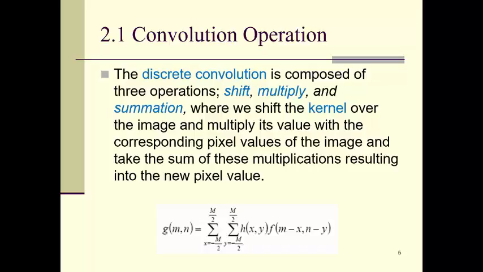So whether I shift it or not, it will give me the same result. I need to make multiplication and addition. Here we say shift, multiply, and summation, where we shift the kernel over the image, multiply its values with the corresponding pixel values of the image, and take the sum of this multiplication. So we need to make a shift, a multiply, and then get the summation. So how is the image symmetric?